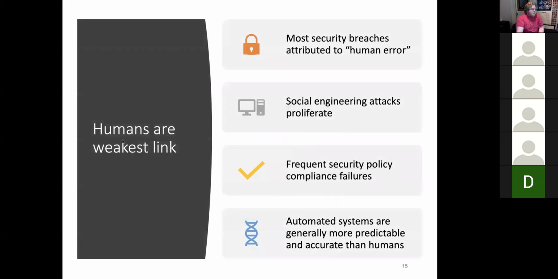All right, let's skip this. So what I've been talking about so far is that most security breaches are attributed to human error.